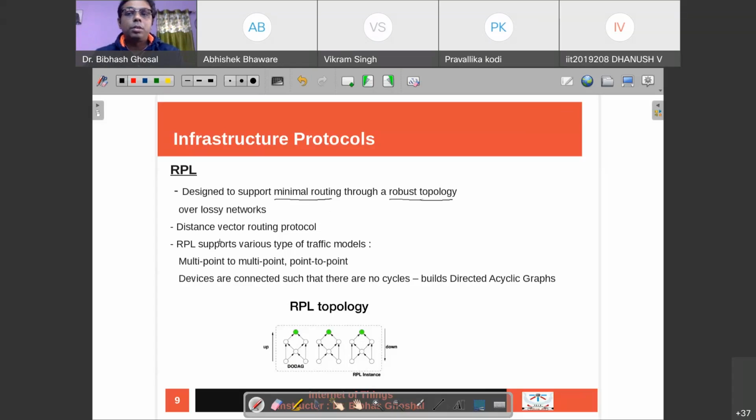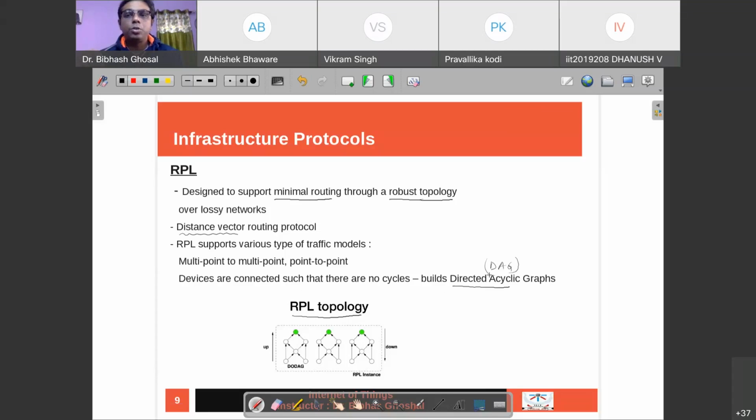So the idea is, can we design a protocol which is based on a distance vector, the distance from one node to the other? Okay, how? One of the examples that we are showing you here is this RPL topology, which is a kind of graph that you have built, and it is a directed acyclic graph, a DAG. I hope all of you are aware of this data structure, the directed acyclic graph.